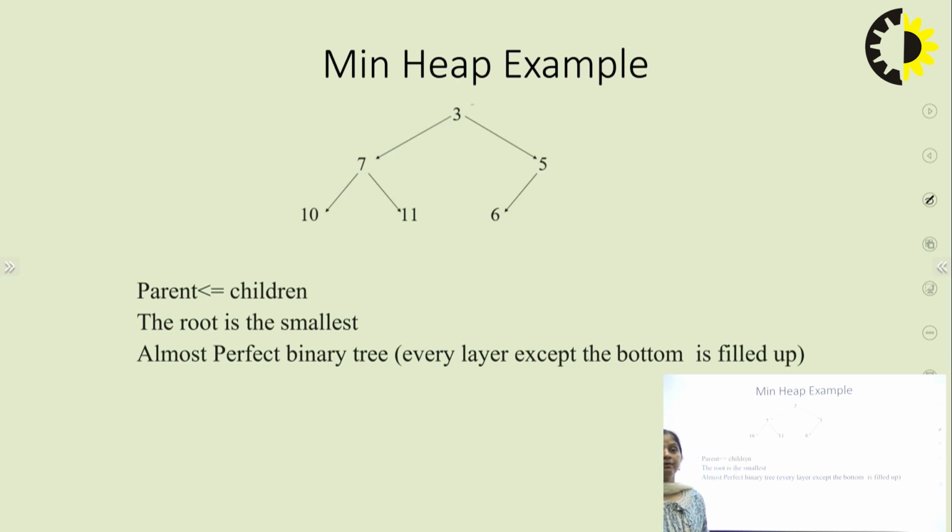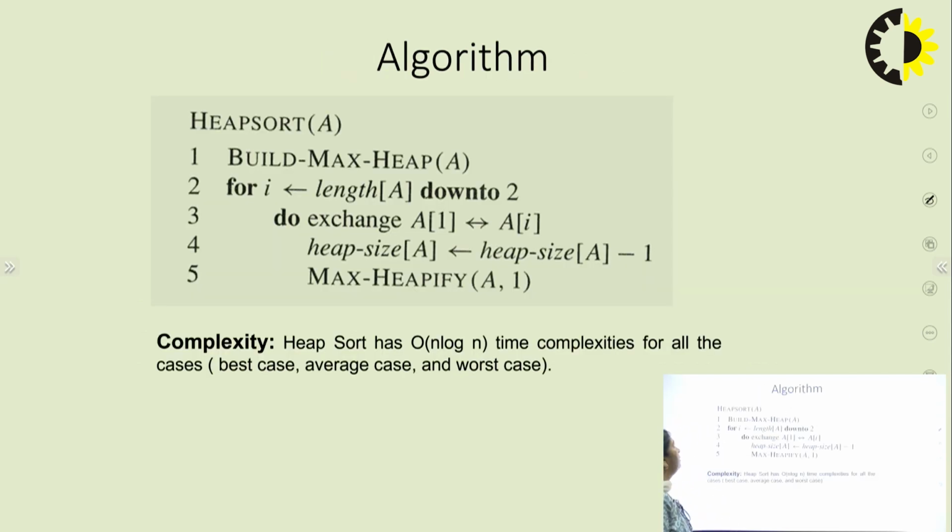So these are examples of max-heap and min-heap. Now the main topic we are having is the heap sort. So how do we do heap sorting? How do we sort? How do we do in-place sorting?